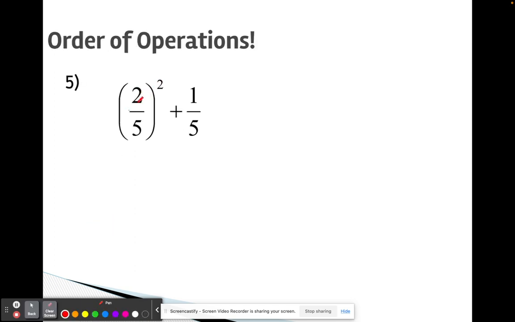Now I have 2/5 to the second power. This is going to be 2/5 times 2/5.